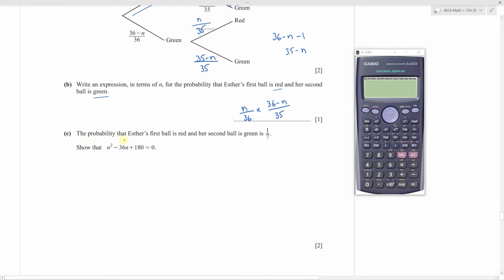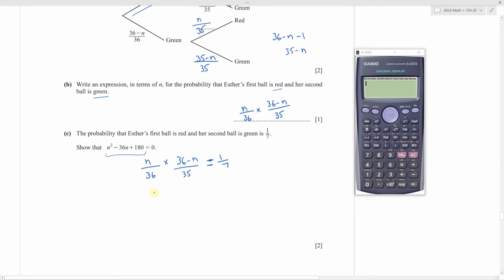Part C is the probability that Esther's first ball is red and her second ball is green is 1 over 7. Show that n square minus 36n plus 180 equals to 0. So we already calculated this probability in the previous part, which was n over 36 multiplied by 36 minus n over 35. And now you're given that this is equals to 1 over 7. So let's simplify this equation and see if we can show it in this form.